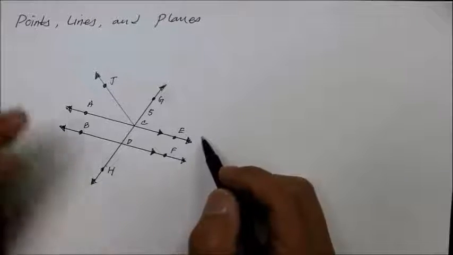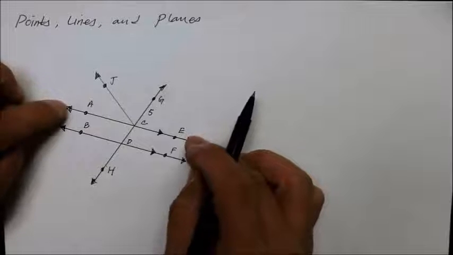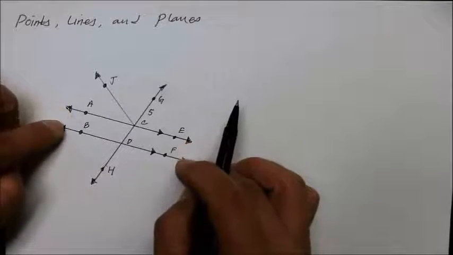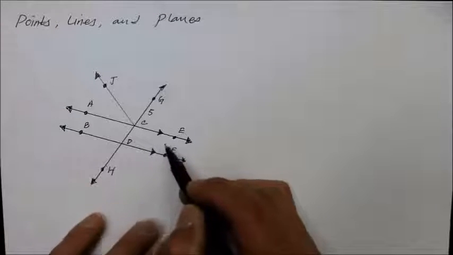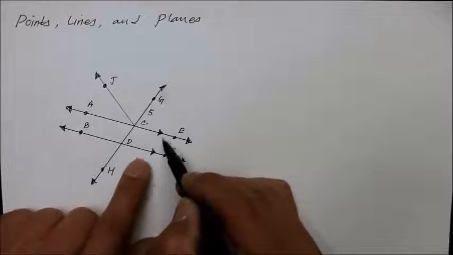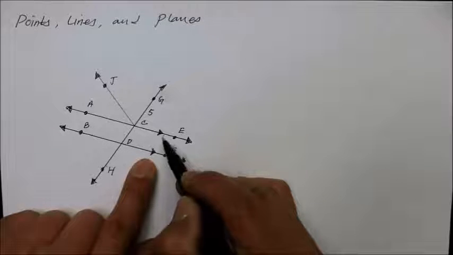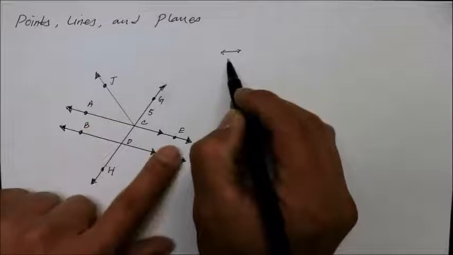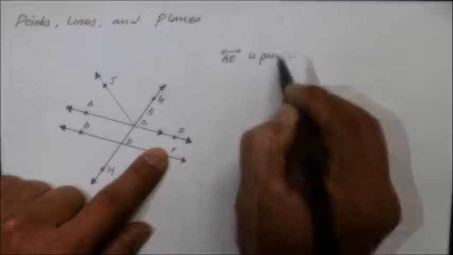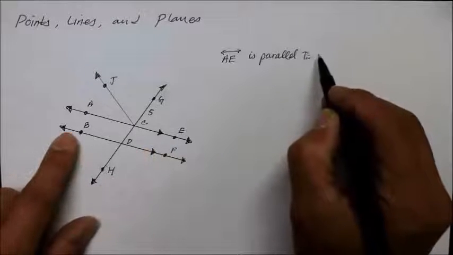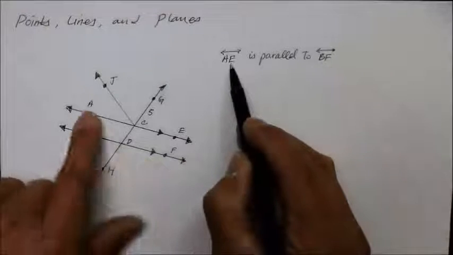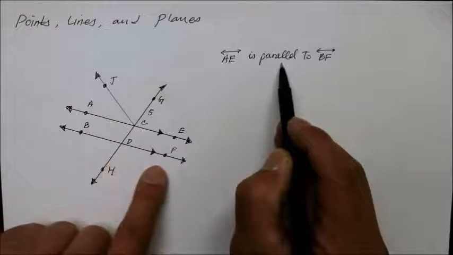What we have here are two lines that are parallel to each other. We know these two lines are parallel because they have the two arrowheads indicating that these two lines will never intersect each other. So the line AE is parallel to the line BF.